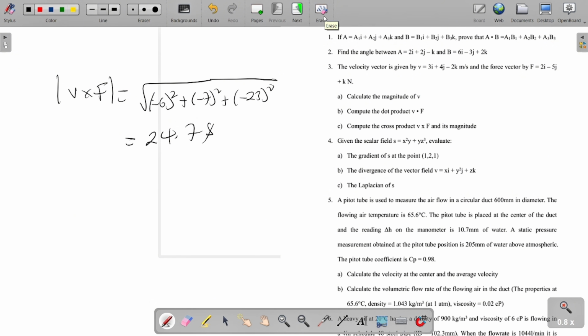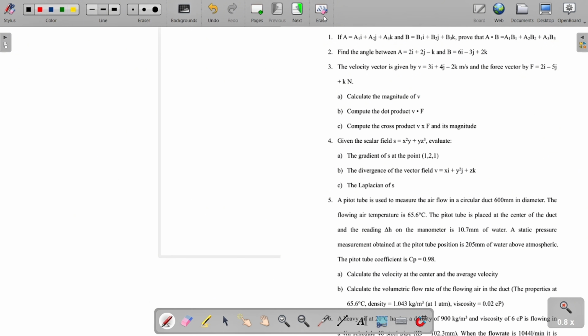So let's just try question 4, and let's see how to evaluate some of the operations. So we have what we call the gradient of a scalar field, which will always land you in a vector. Then we have the divergence of a vector field, which will land you in a scalar. You have what you call the Laplacian operator. So over here, question 4 gives us a certain scalar and tells us to find the gradient of the scalar at a certain point.